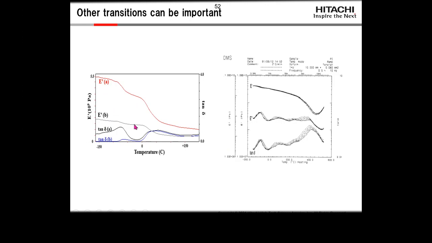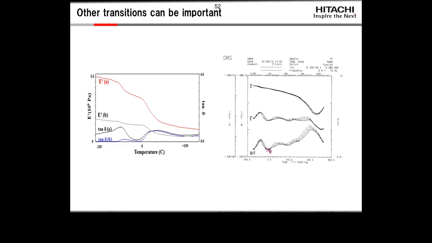If I look at the stuff that's failing, the temperatures are about the same, but the beta transition is much weaker here, indicating the material has much less ability to disperse and dispel energy and impact in the solid state.